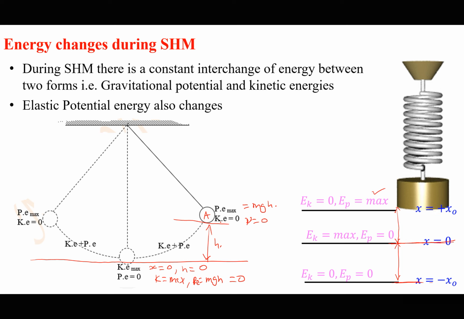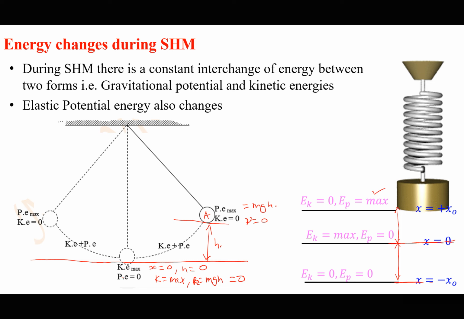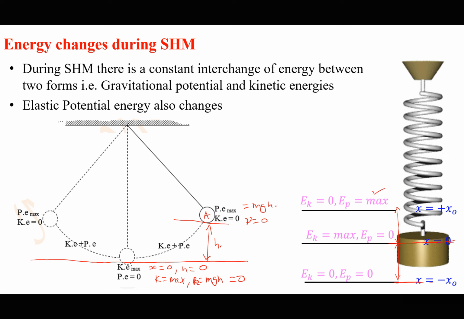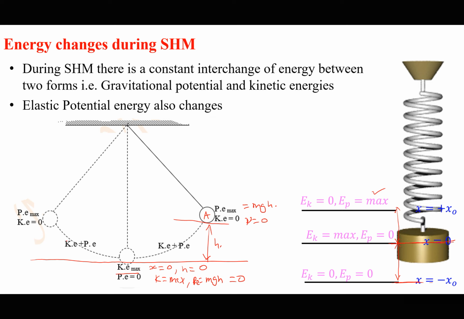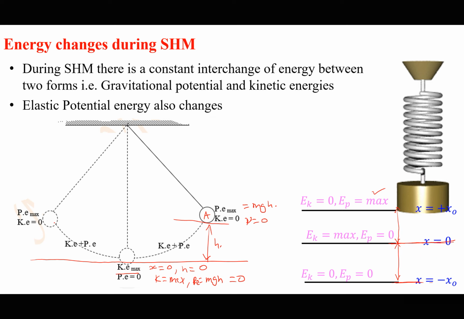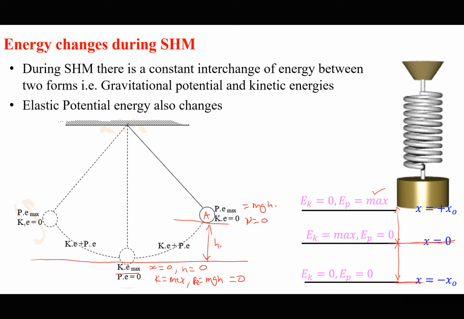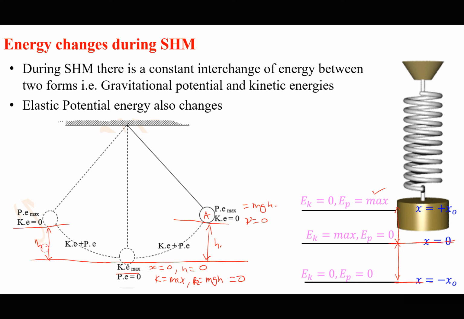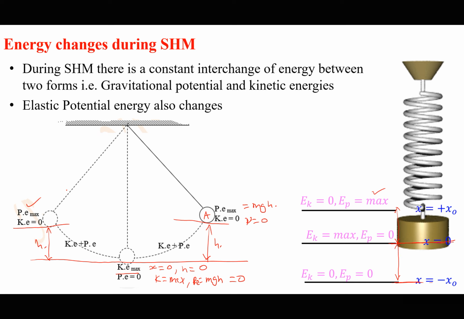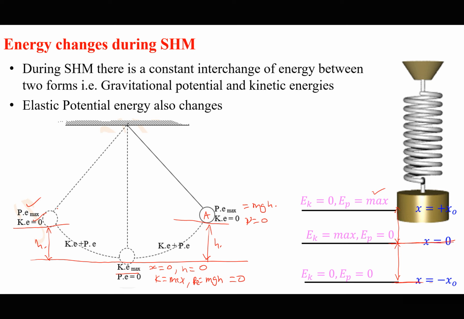Then as the body moves downwards, it gains speed. So at equilibrium position where x becomes 0, the body passes equilibrium position with the maximum speed. So kinetic energy becomes maximum. Then the body moves to the other side, that means it moves to the other extreme end, where again it gains maximum potential energy because it reached the highest point from the reference level. So potential energy goes to maximum and kinetic energy goes to 0. So energy is just changing from one form to another form.